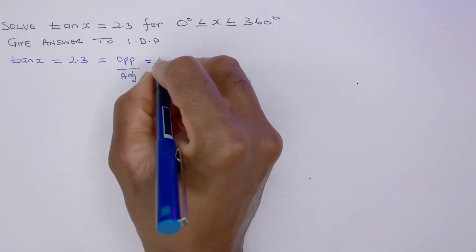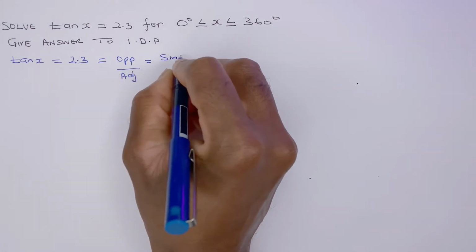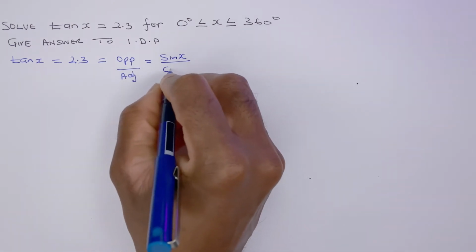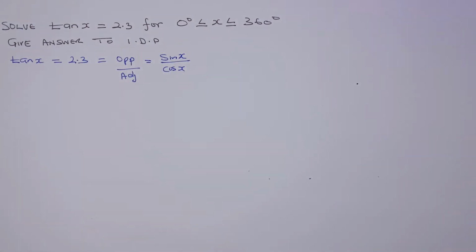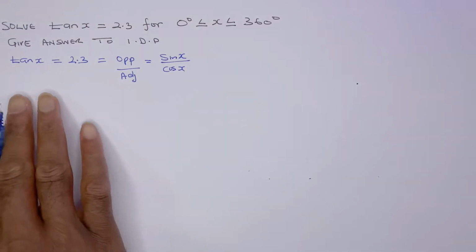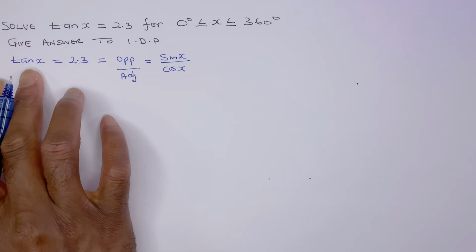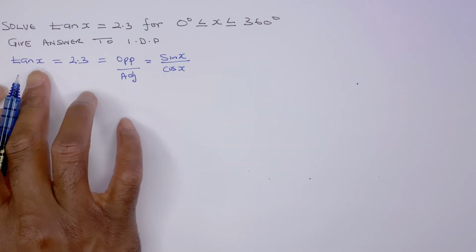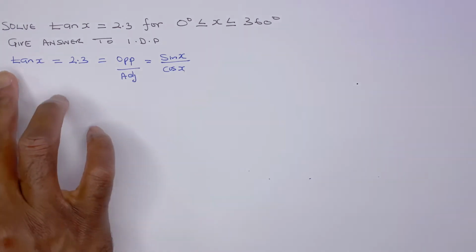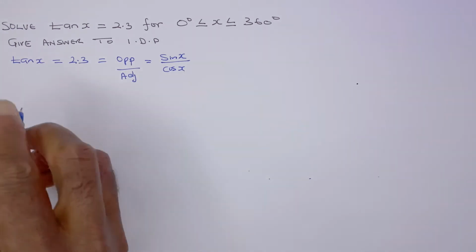which can be written as sine of x over cos of x. I'm using x here because this is x. So in order to find the actual angle, this is tan of x, and x is an angle. In order to find the actual angle, we need to divide both sides by tan.